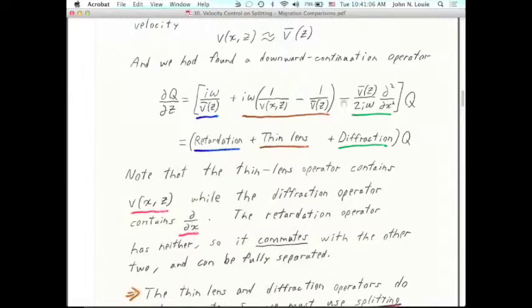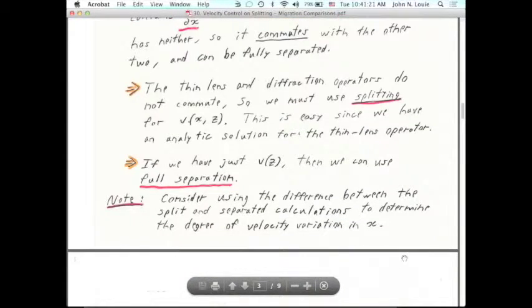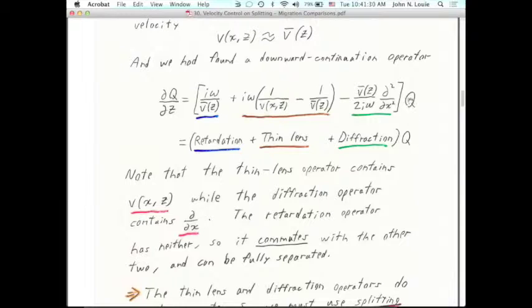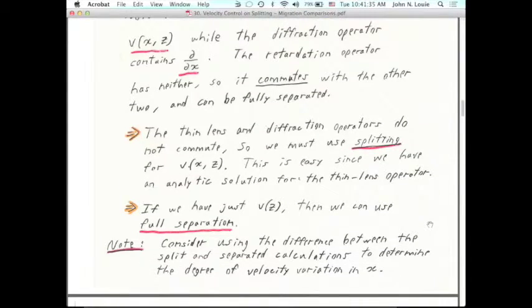If we don't have the thin lens term, we could fully separate: we could have the retardation done all at once, then do the diffraction, and then unretard it later on. So that was the application of these ideas of splitting and full separation to our extrap operator here, back from 706. I think that was lab 8.